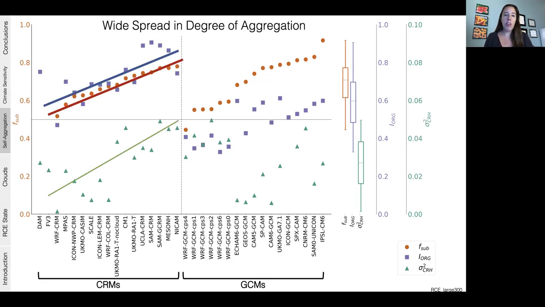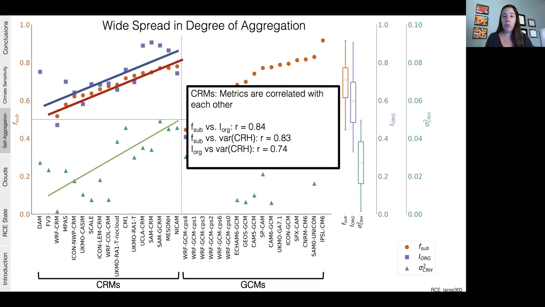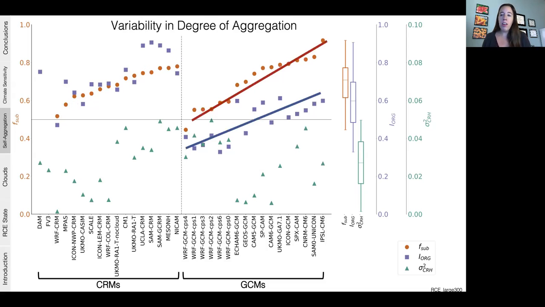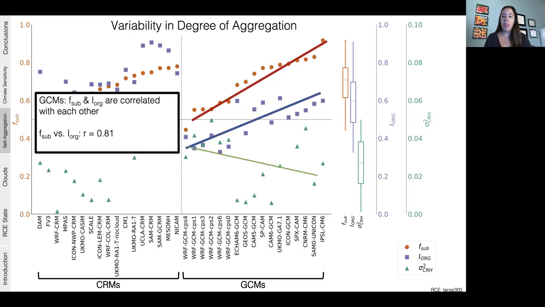So in the cloud resolving models, there are very high correlation coefficients between all different pairs of metrics, meaning that if, say, one metric says that a model is strongly aggregated, the other metrics will agree, at least in a qualitative sense. In the GCMs, IORG and subsidence fraction are also correlated, though not so much with the variance of humidity, though we notice that there's a group of models that are a bit of an outlier. Those are the WRF models on the strange rectangular domain. And so if we ignore those, we see a more consistent relationship as well.